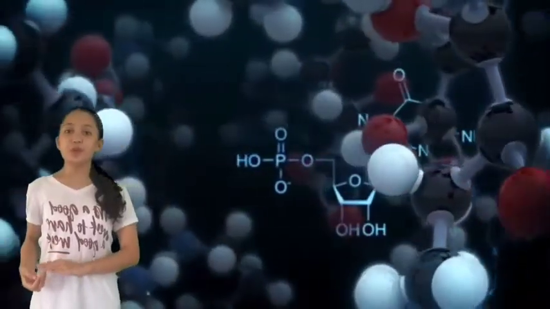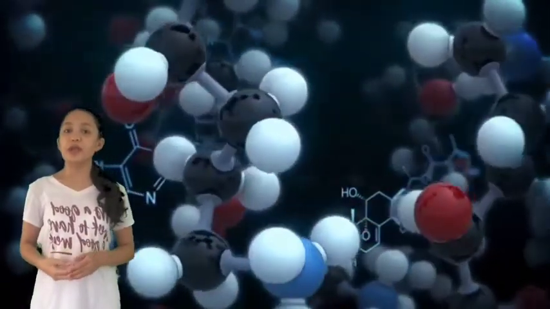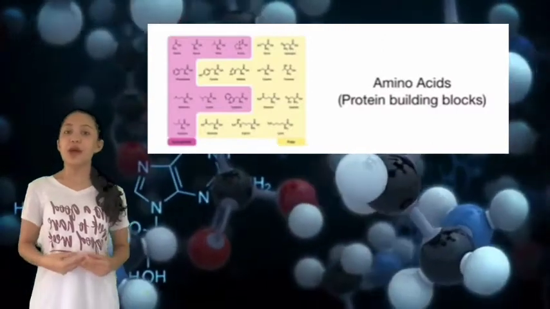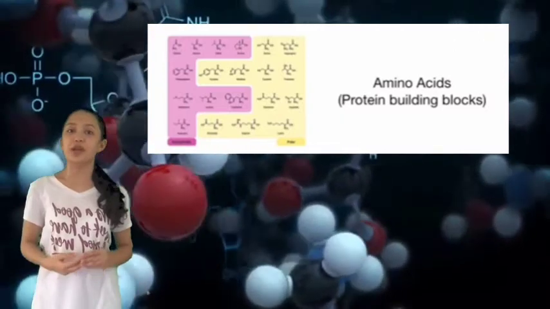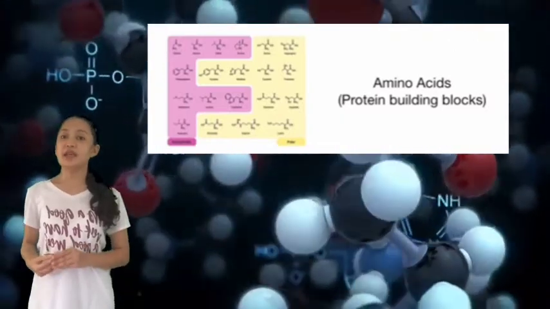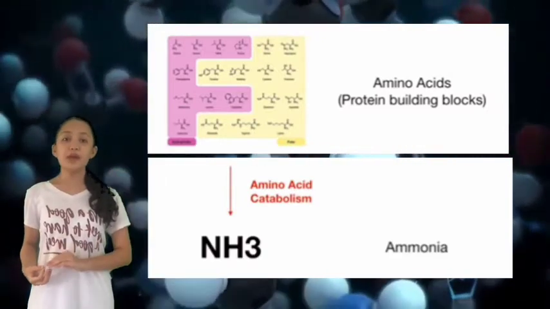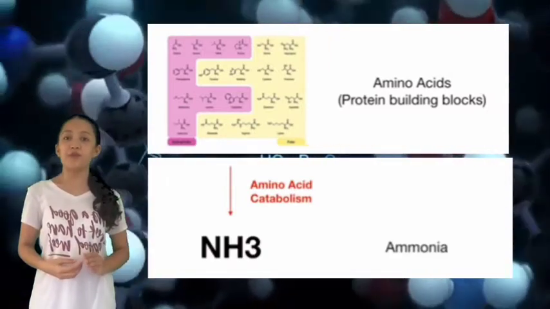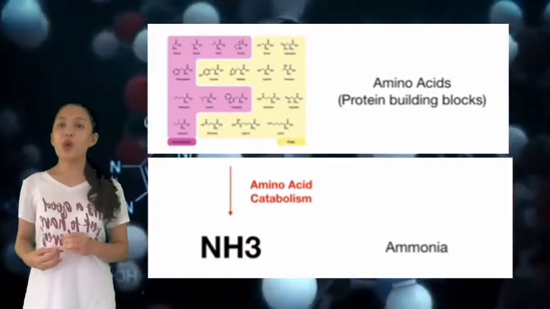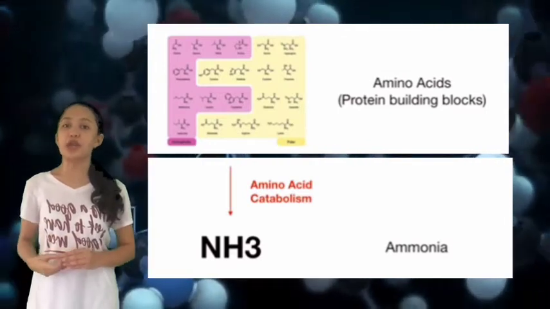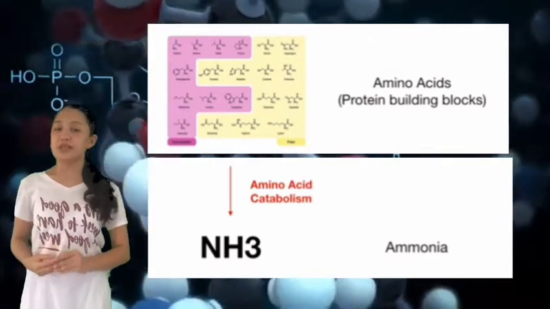When you ingest protein or when you break down protein in your body, you are of course breaking down amino acids, because amino acids are the protein's building blocks of everything that we put together in our body. When amino acids get catabolized or broken down, they form ammonia. Normally, ammonia is not a problem for a healthy body, but a problem only occurs when you can't get ammonia outside of your body, because ammonia basically builds up to toxic levels.